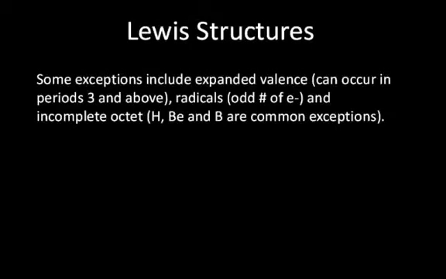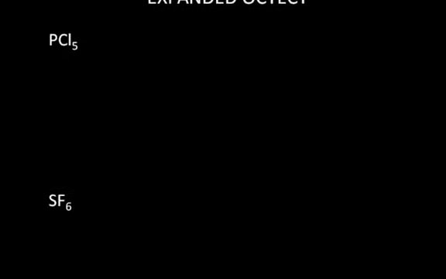Sometimes the octet rule is not followed. There are some exceptions. These include expanded valence, which can occur in periods 3 and above, radicals, where you have an odd number of electrons, and an incomplete octet, where the compound is stable with less than 8 electrons in the valence shell. Let's take a look at the expanded octet example.